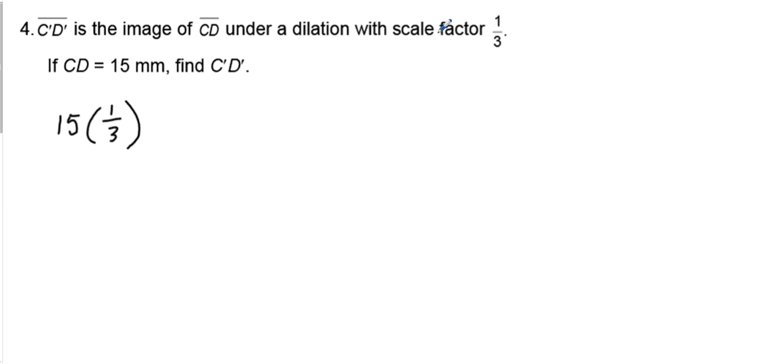We said in the previous problem, numbers 1 and 2, if the scale factor is bigger than 1, the image gets bigger. If the scale factor is a fraction smaller than 1, then it gets smaller. 1/3 is a fraction smaller than 1. To do 15 times 1/3, we can take 15 over 1, multiply it by 1/3. Multiplying by 1/3 is the same as dividing by 3, so we'll get 5. So our answer will be 5 millimeters.